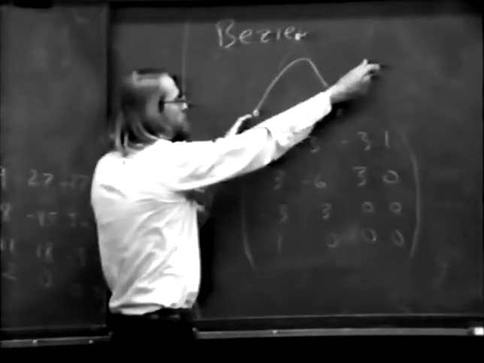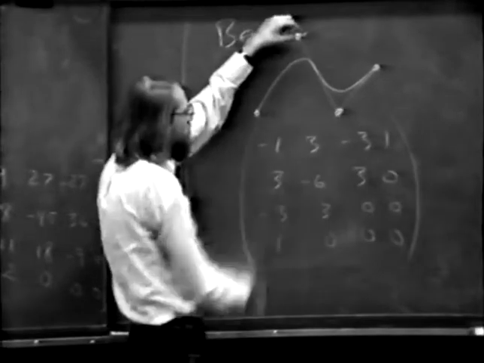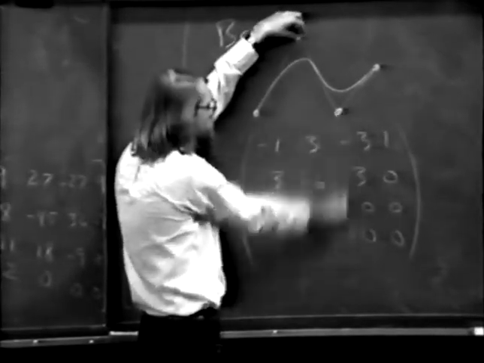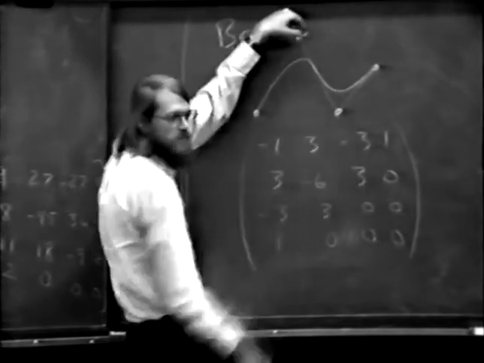The 2 outside ones are the ends of the curve, and the inside ones are kind of little magnetic force on them that sucks the curve in that direction. So if you move this little point down, the curve will kind of bulge down to try to follow it.